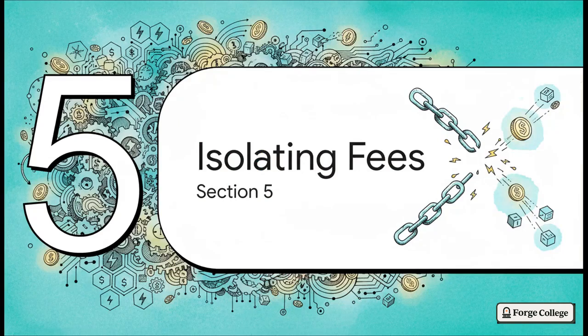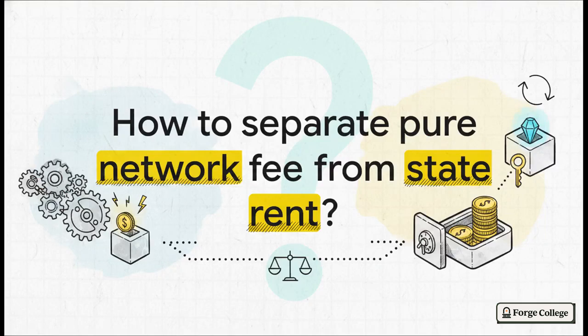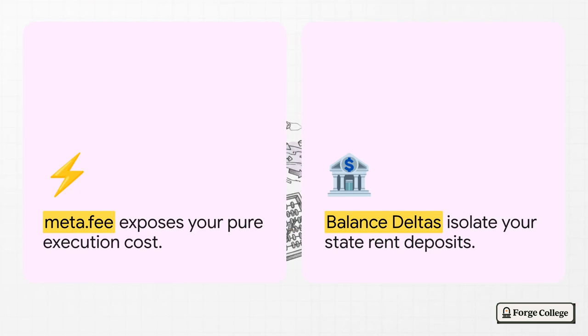Up next is Section 5, isolating fees and rent. Now, here is an absolutely crucial question for you. How do we separate a pure network execution fee from a state rent deposit? Confusing these two is a classic developer trap. Because look, if you only check the total change in your wallet balance, you might literally have a minor heart attack, thinking your code is astronomically expensive, when in reality, you probably just made a massive, totally refundable rent deposit for a new account. So, let's map out the solution.